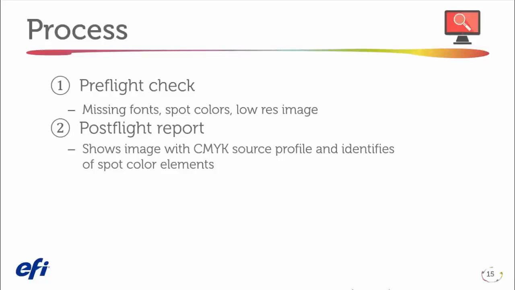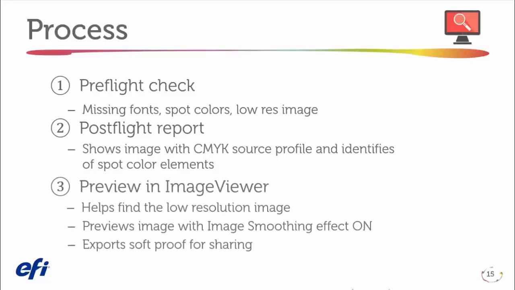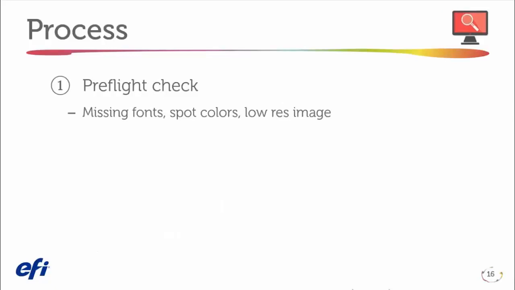And then finally, we'll use Fiery Image Viewer to preview the document and to check for any low-resolution images or other issues that we potentially may see before we actually produce the document, and then save this as a soft-proof PDF for our customer approval. So let's start with a pre-flight check before we print the job.